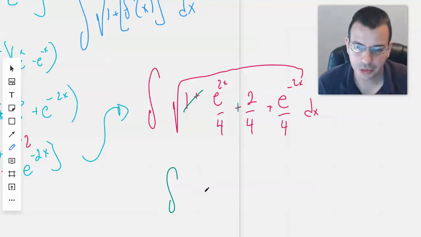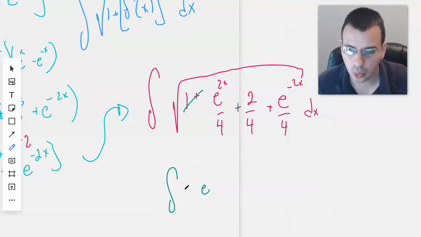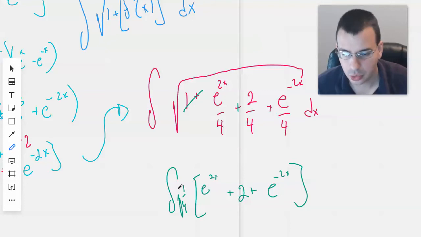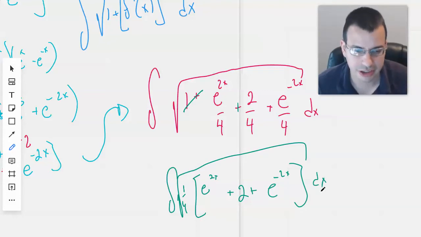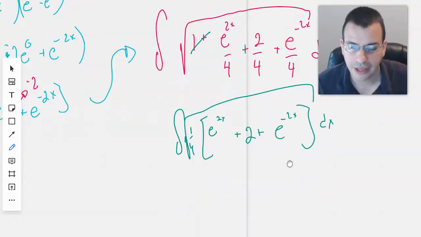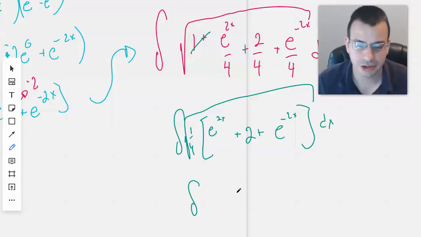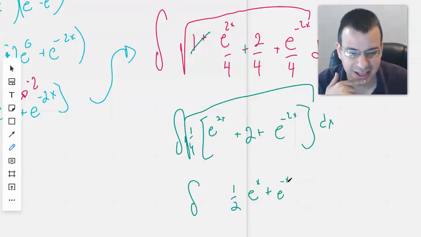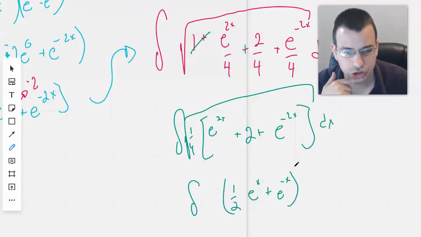Okay, so we have 1/4 times e to the 2x plus 2 plus e to the negative 2x, square rooted dx. And when we simplify this, this will be 1/2 e to the, wait a sec, can we do this? e to the x plus e to the negative x, squared.